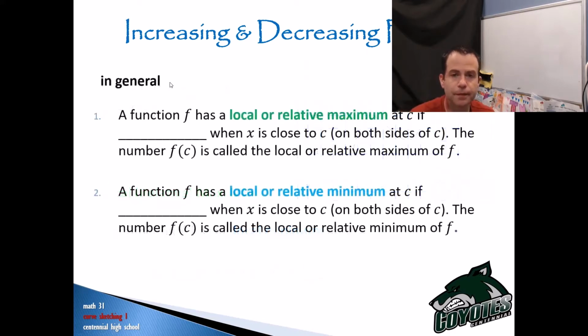So in general, a function f has a local or relative maximum at c if f of c is greater than f of x when x is close to c on both sides of c. So f of c has to be larger than f of x over here and f of x over here, essentially. And then again, the number f of c, whatever that value is, is called the local or relative maximum of f. A function f has a local or relative minimum at c if f of c is less than f of x when x is close to c, on both sides of c. And then the number f of c is called the local or relative minimum of f. Again, we did lots of this in 30-1, just perhaps we didn't use the exact lingo that we're using, but it's very similar to what we've already covered.